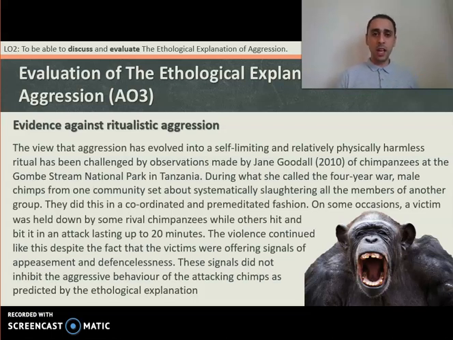With the chimpanzees, they were doing these gang attacks on other rival gang chimps. And when they were defenseless and lying there, they were not going, oh, let's back up now, let's back off. No, no, no, they were still attacking until they were killed. So is this a strength or a weakness? Well, this is a weakness because it's contrary to what this theory is suggesting. The ethological explanation is suggesting that if they're showing appeasement, if they're defenseless, then they're likely to back down because they truly do want their genes to survive. But this was not the case.